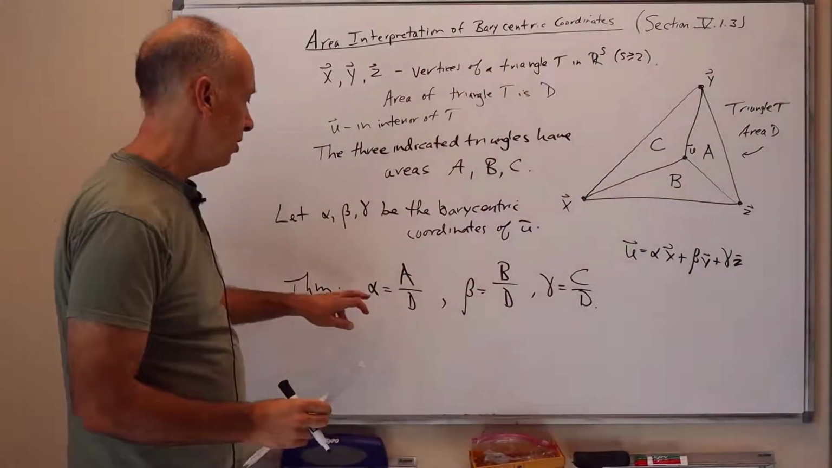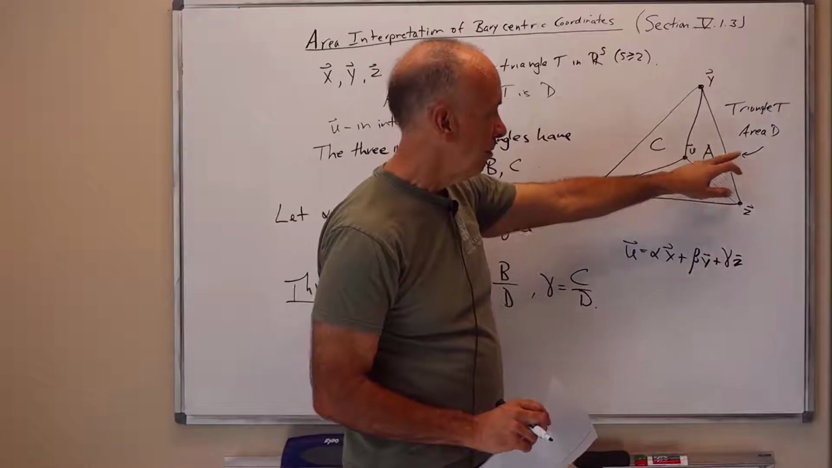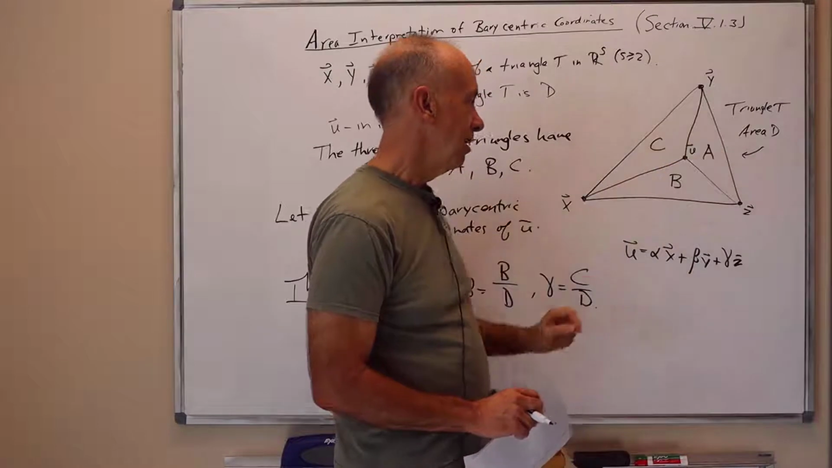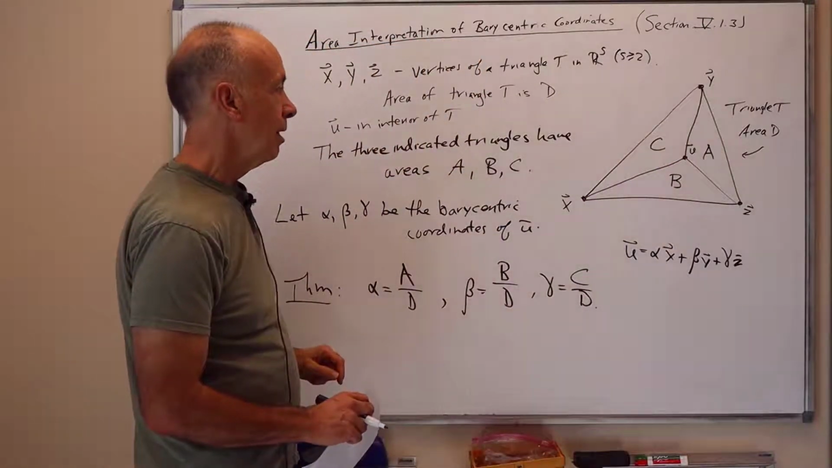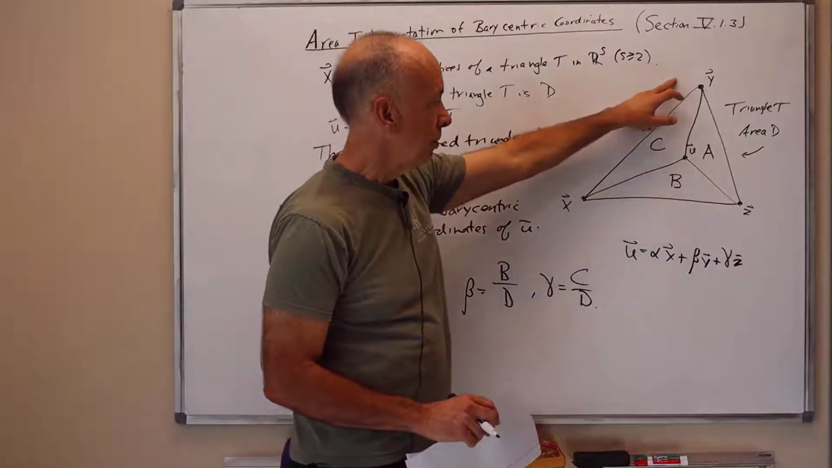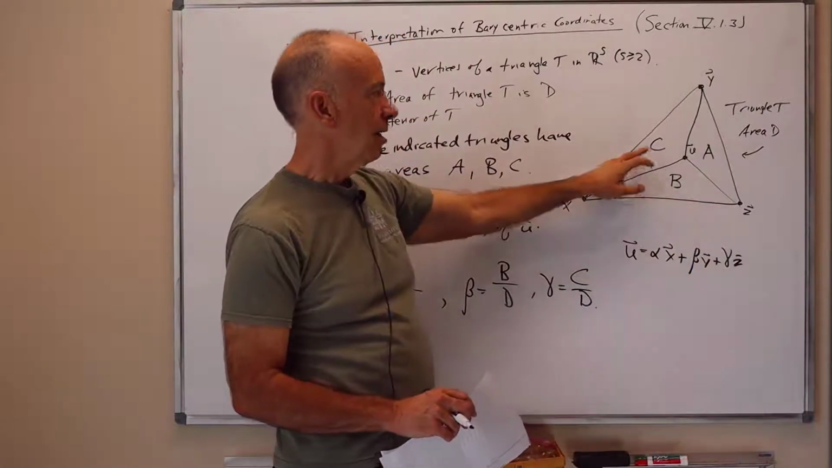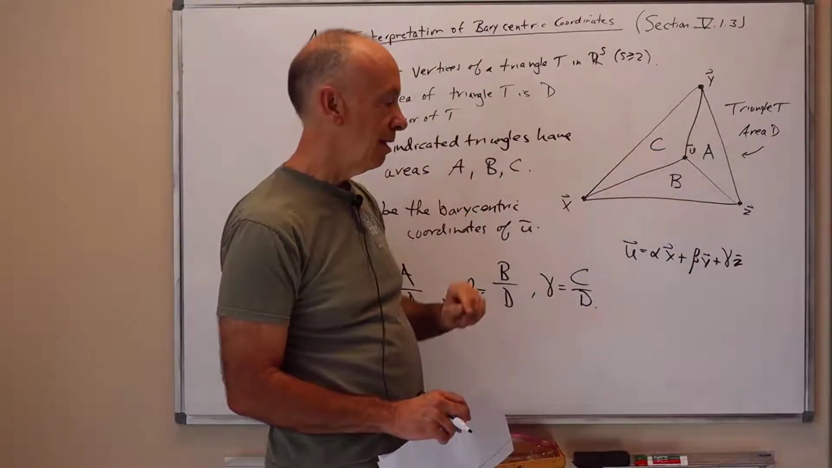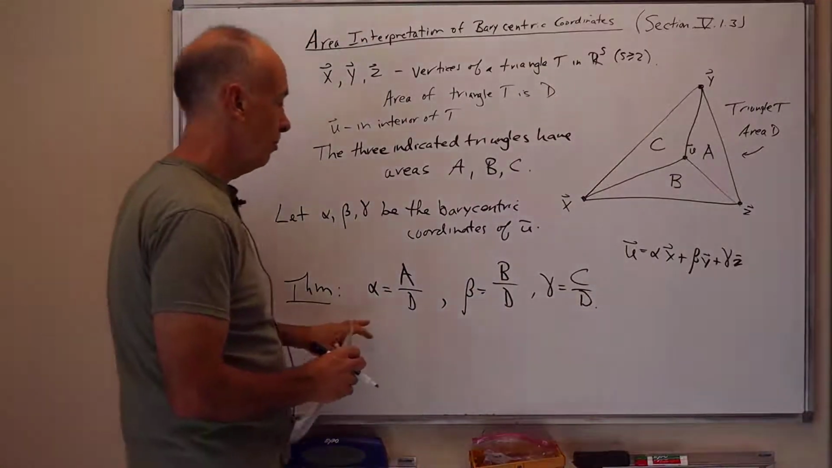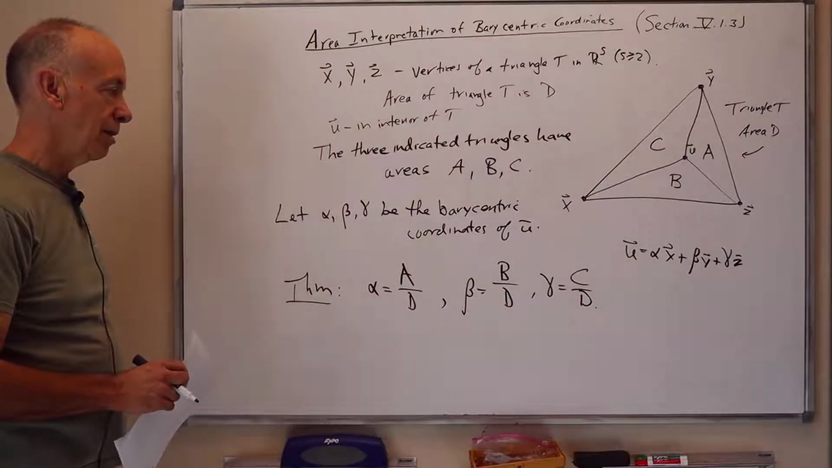So we're saying the coefficient on X is the area A divided by area D. It's the fraction of the area that's taken up by the triangle A inside the triangle D. Likewise, beta, the coefficient of Y, is the ratio of B to the area D, and gamma, the coefficient of Z, is the ratio of C to the area D. So we get very quickly a good picture of the approximate values of alpha, beta, gamma in terms of areas.